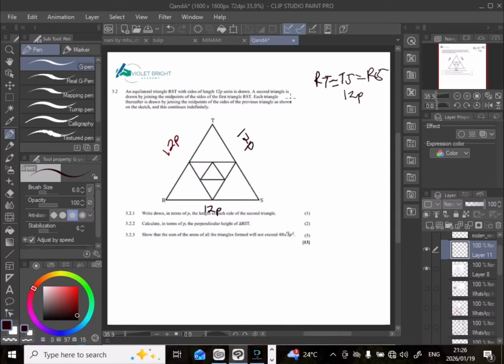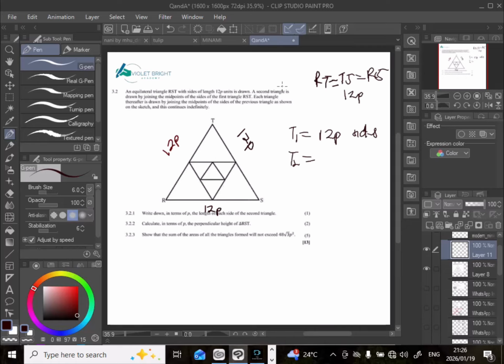Now they say a second triangle. Remember that the first triangle T1, we know it had 12p as the sides. So the second one, I'm just going to do it like this. It is a triangle with sides of length 12p. Now a second triangle is drawn by joining midpoints of the first triangle.